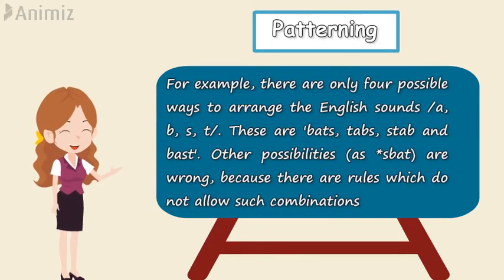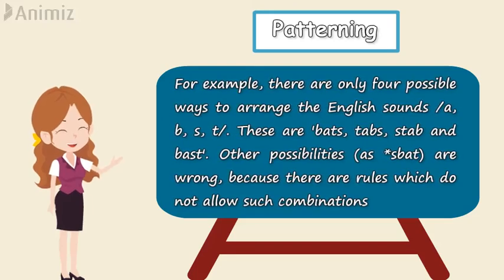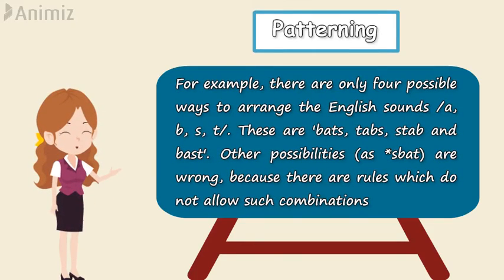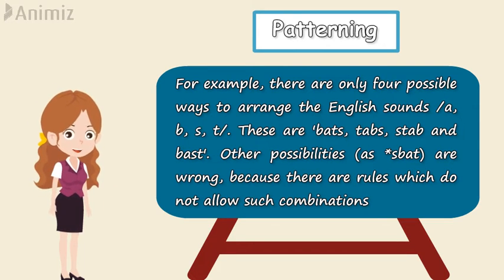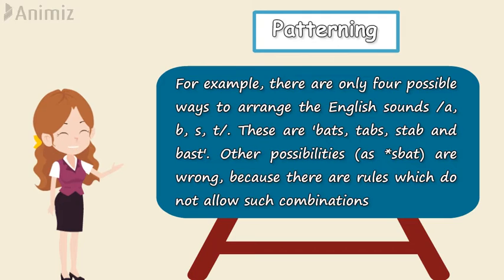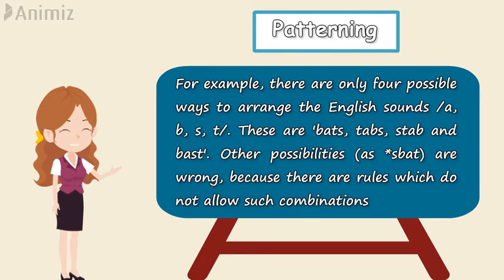For example, there are only four possible ways to arrange the English sounds A, B, S, T. These are bats, tabs, stab and bast. Other possibilities, such as spat, are wrong, because there are rules which do not allow such combinations.